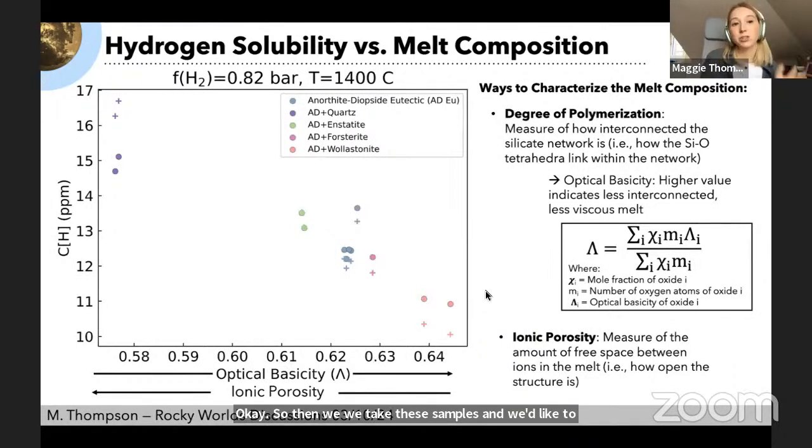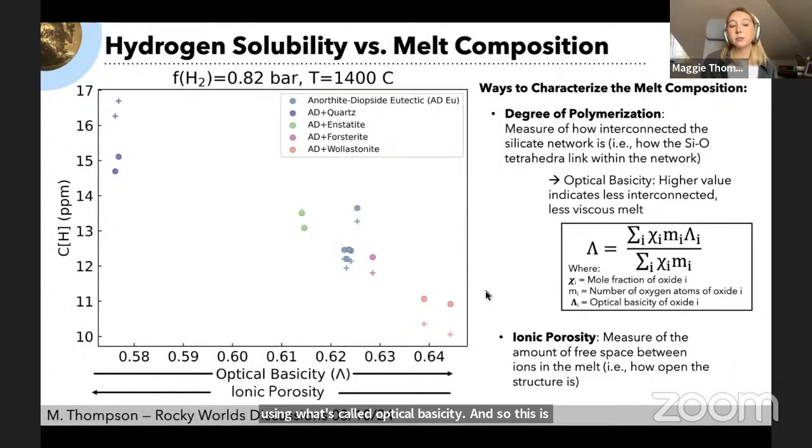Okay, so then we take these samples and we'd like to quantify how melt composition affects hydrogen solubility. One of the ways that we can do this is to look at the concentrations of dissolved hydrogen as a function of essentially how polymerized our melt is. There are different ways that we can look at this, and different parameters that you could use here. In this case, I'm using what's called optical basicity. This is essentially telling us how interconnected the silicate network of your melt is.